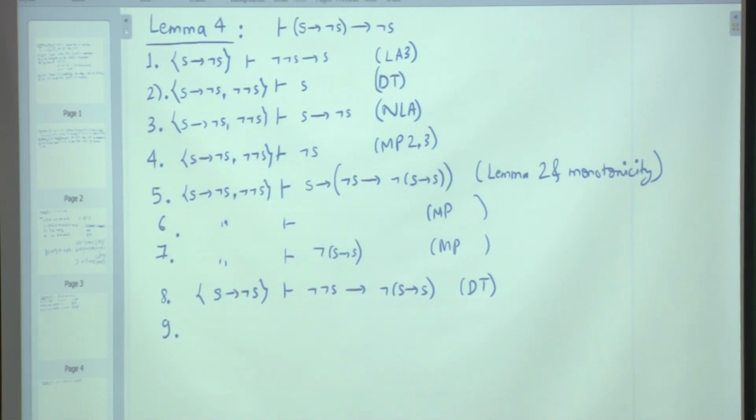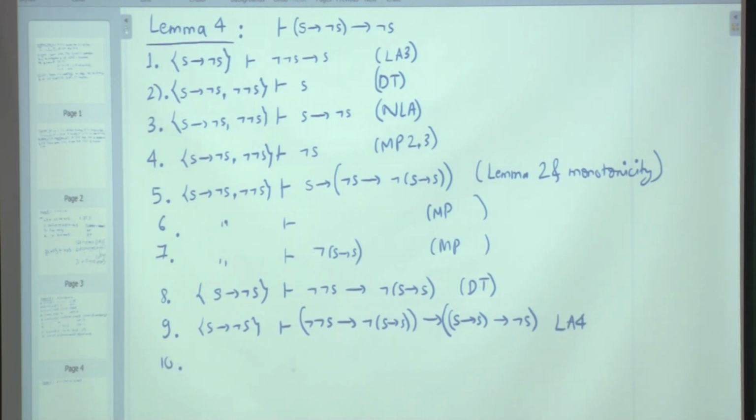LF4. Very good. So S implies negation S proves double negation S implies negation S implies S, whole thing implies S implies negation S. Okay, now can you see the final proof?